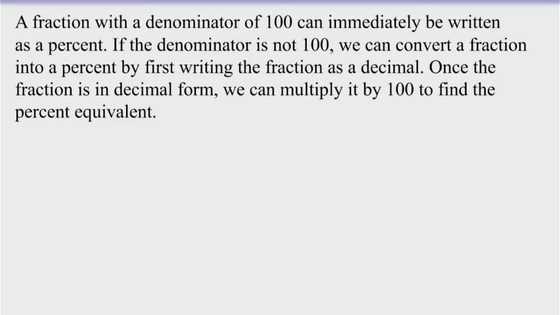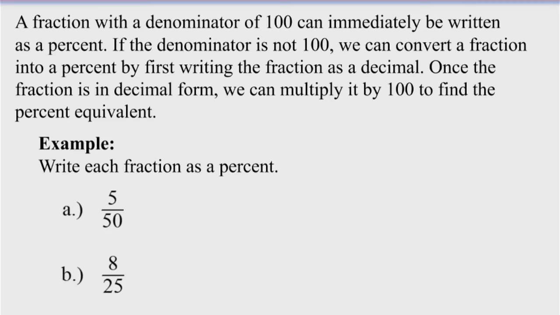A fraction with a denominator of 100 can be immediately written as a percent. If the denominator is not 100, then we can convert the fraction into a percent by first writing the fraction as a decimal. Once the fraction is in decimal form, we can multiply it by 100 to find the percent equivalent.